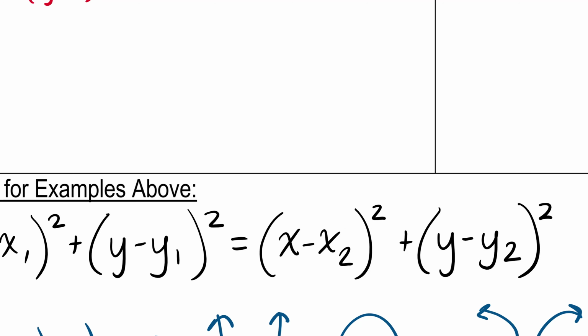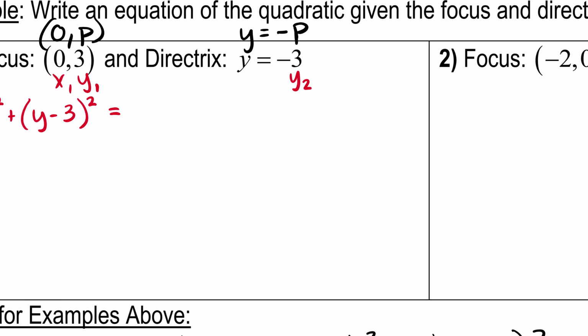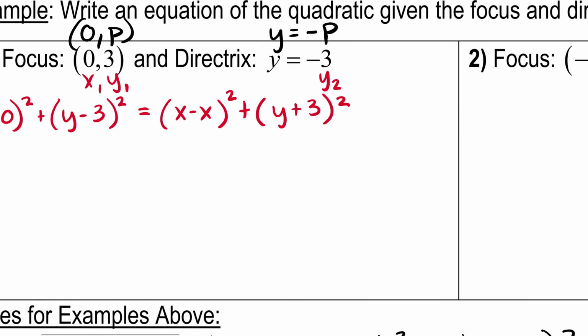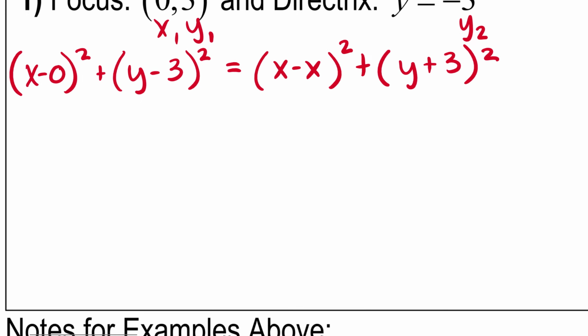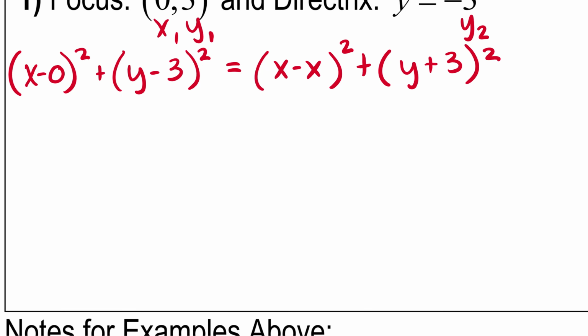I have x minus x2. Notice I don't have an x2, so I get to just write x. So x minus x. And then y minus y2, y plus 3. Okay? Now hopefully you're good at binomial method or binomial distribution. You're expanding quadratics or binomials. So if you really want to write this whole thing out, you can.